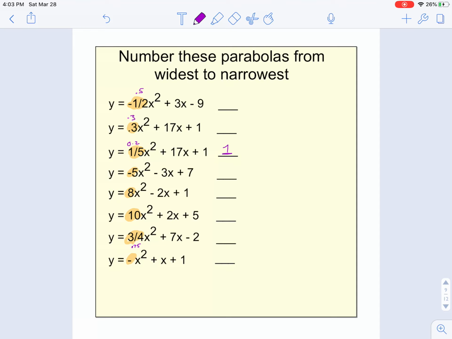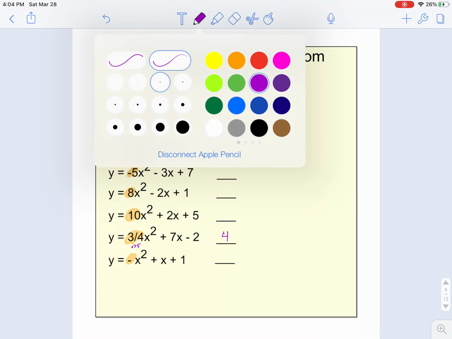0.2 is my smallest. So this one is going to be my widest, right? The closer that number is to 0, the wider it is. 0.3 will be my next. 0.5 would be my next. And 0.75 will be my next. Okay, now I'm all out of fractions.